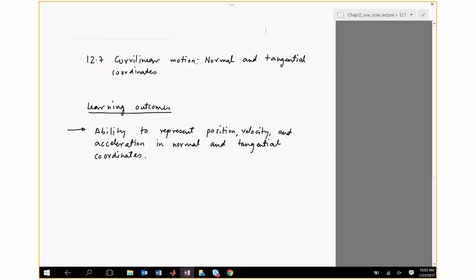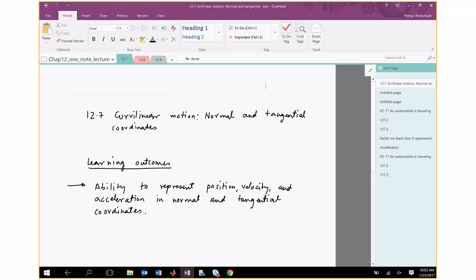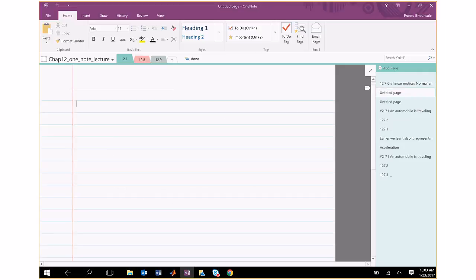Okay, so last class we talked about a special case of rectilinear motion, which is motion under gravity. And so moving on, we'll be talking about motion where you can best represent motion using a different coordinate system. It's the path coordinate system. And so the learning outcomes for this class are we'll try to do position, velocity, and acceleration in normal and tangential coordinates. So this is 12.7 in the book.